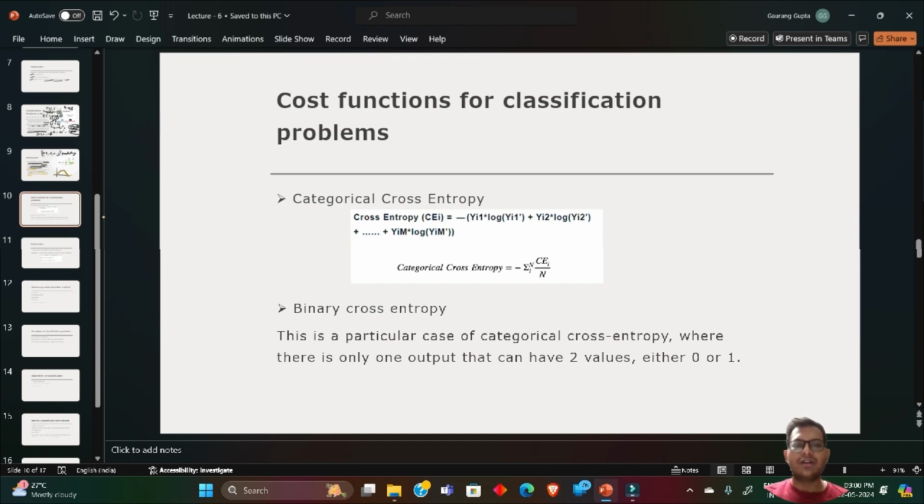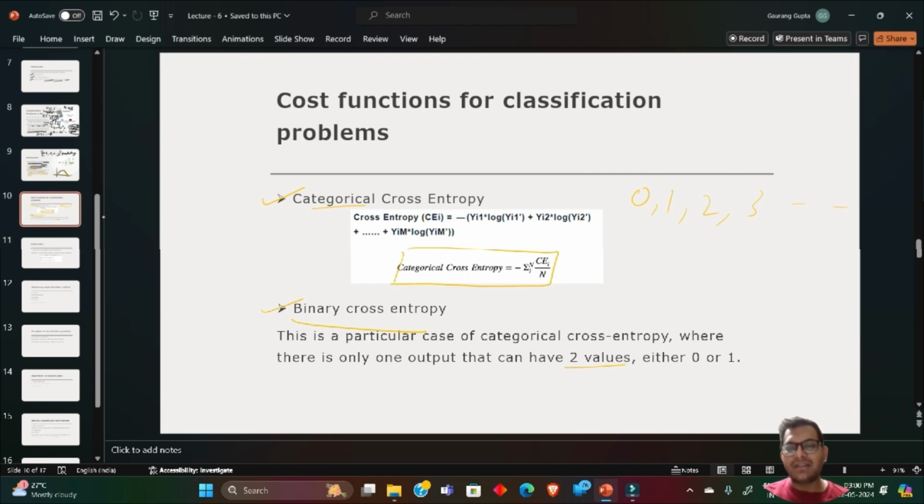So there are two cost functions which are most used. First is categorical cross entropy, and then binary cross entropy. So binary cross entropy is nothing but a special case of categorical cross entropy. Categorical is used when you have multiple classes like 0, 1, 2, 3 and so on. Binary cross entropy when you have only two values for your output. So that's the thing. And this is the formula of categorical cross entropy.